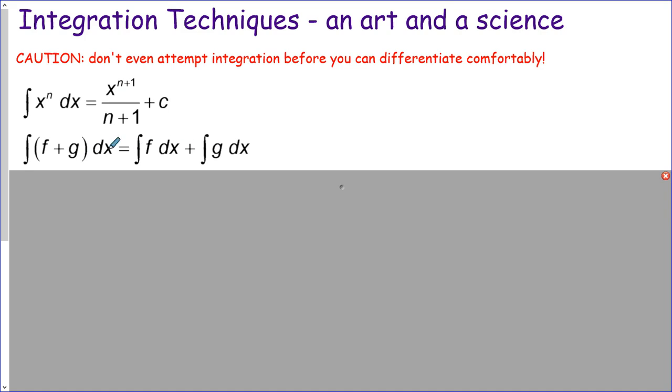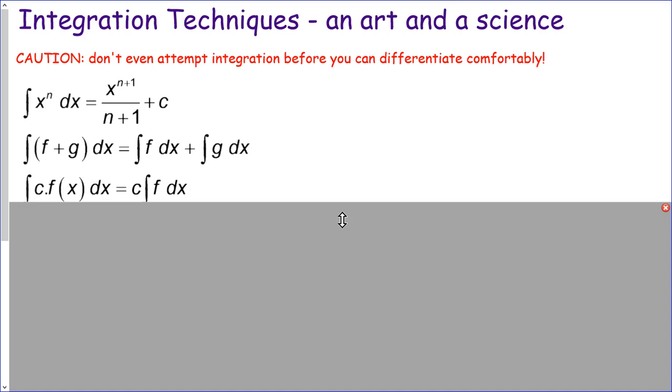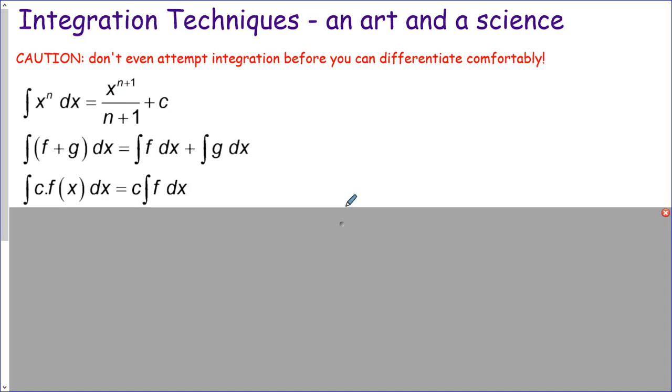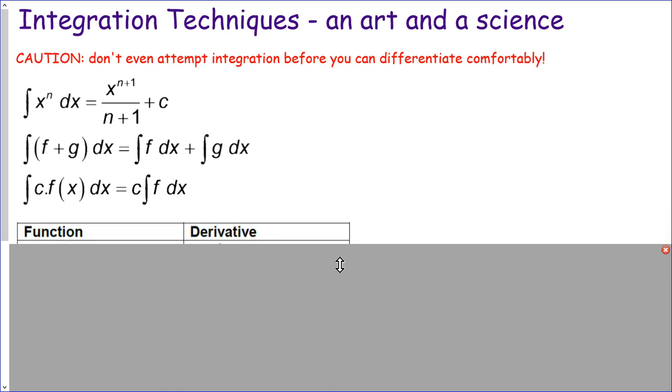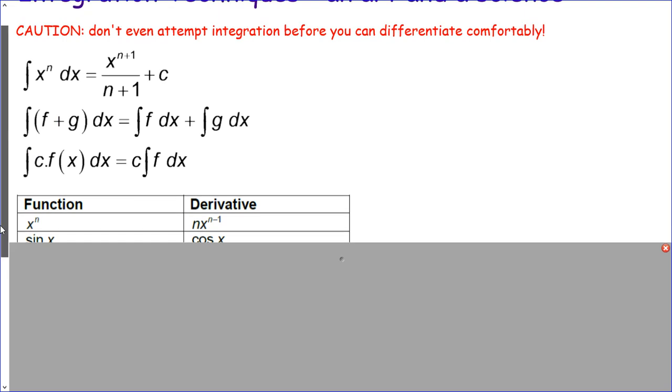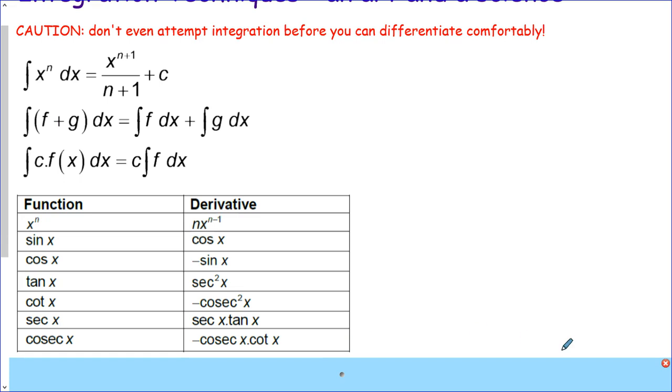The integral of a sum is just the sum of the integrals, and that shouldn't surprise you because the derivative of a sum is the sum of the derivatives. If we've got a constant times a function, we can work out the integral and then multiply the constant in afterwards. And then, I've shown you this table already, we get given a whole lot of functions and their derivatives. An integral is an antiderivative. So if the derivative of sine is cos, then the integral of cos is sine. The integral of sec squared is tan, etc.